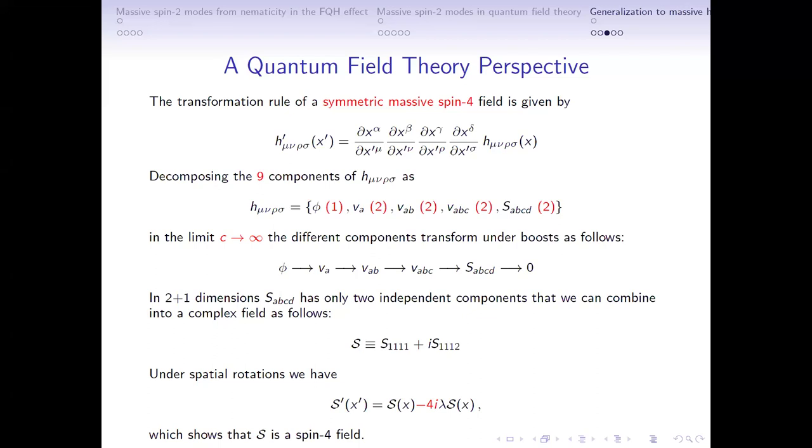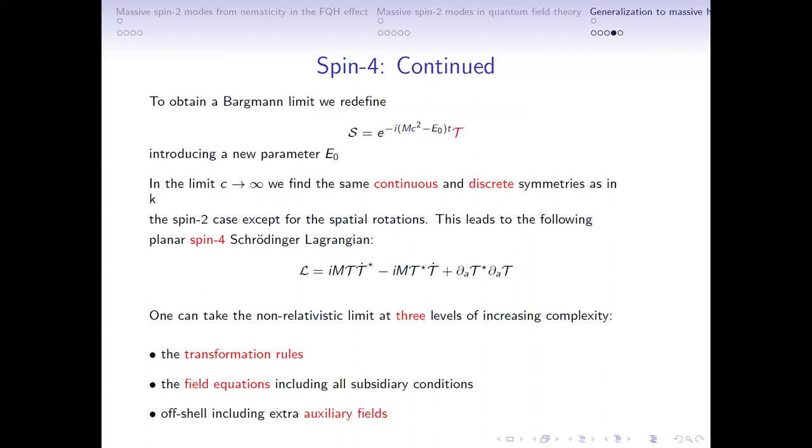So again, if you take C to infinity, these guys decouple, and what you're left with is S, A, B, C, D. And again, you can couple it into a complex field. As I said, under spatial rotation it transforms with a factor of spin 4, and you should end up with the Schrödinger equation for a spin 4 field. I still should also do the Barnum trick, but that doesn't change much. There are not many changes here. You do it, and again you have a new Brown here, E0. And then my discussion of the continuous and discrete symmetries also doesn't change.